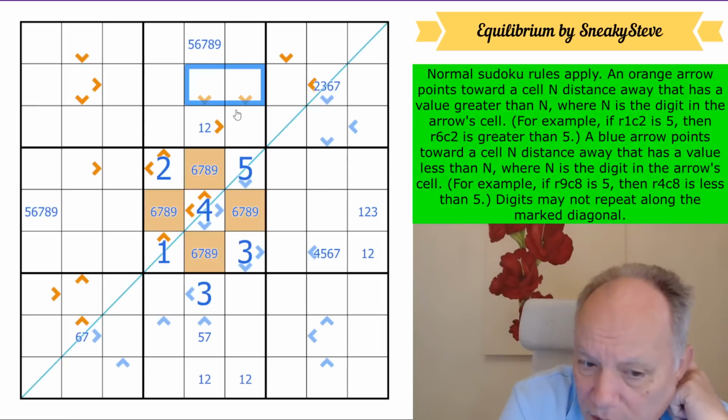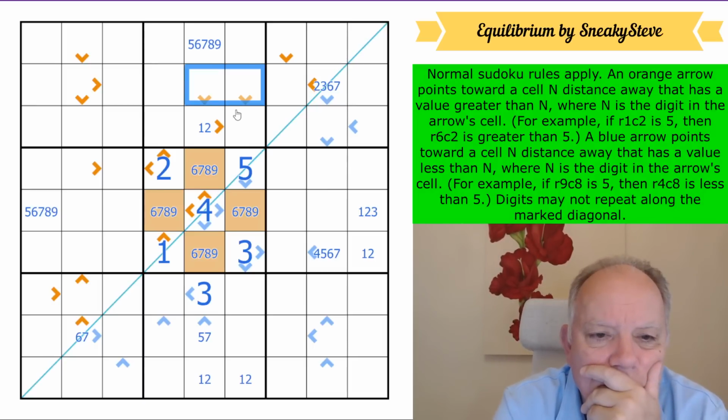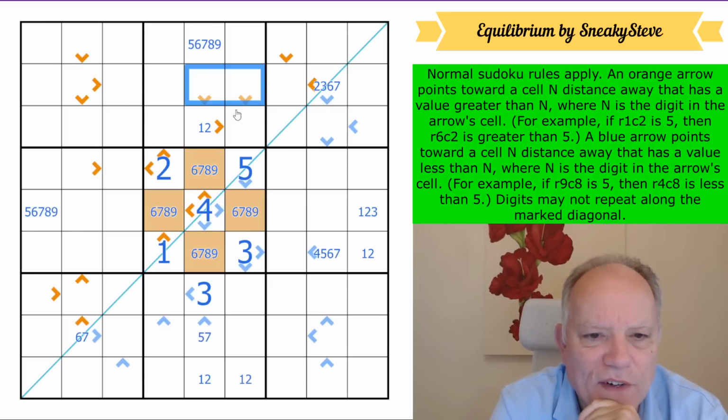Now, I've probably forgotten Sudoku. Or something else, something funky.